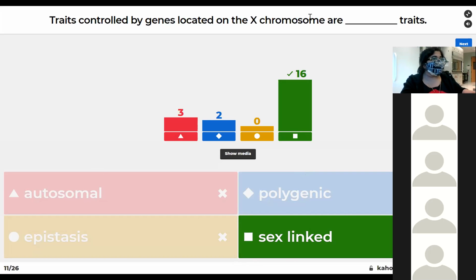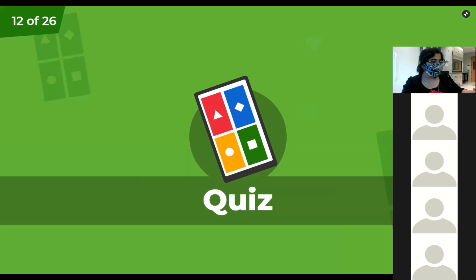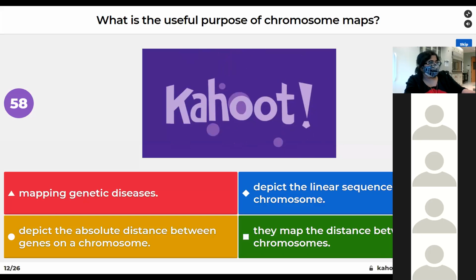Okay, let's. What is the useful purpose of chromosome maps?